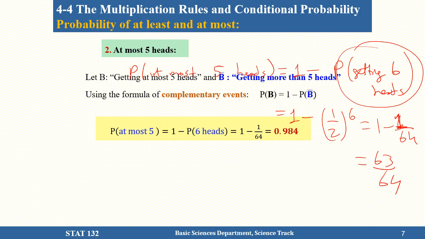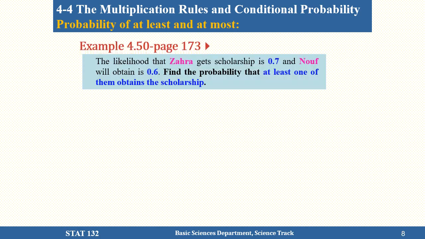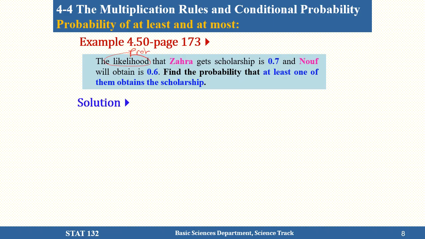So complementary events, so we will get this one. Now let's look at this example. The likelihood means like probability. You can take it as probability. The probability that Zahra gets the scholarship is 0.7, and Nuf will obtain the scholarship is 0.6. Find the probability that at least one of them obtains the scholarship.